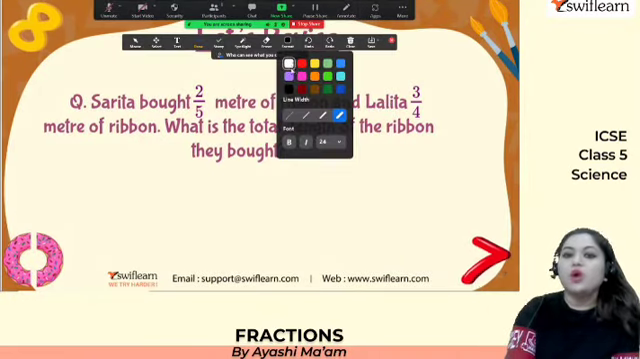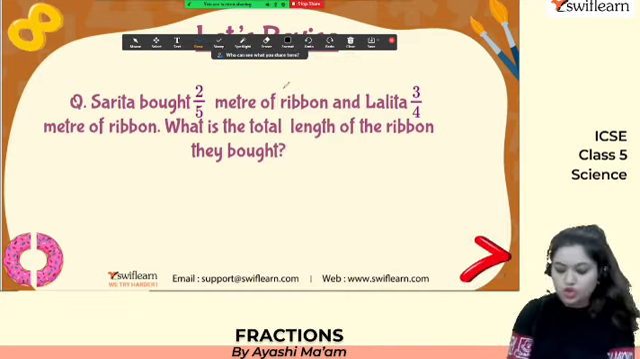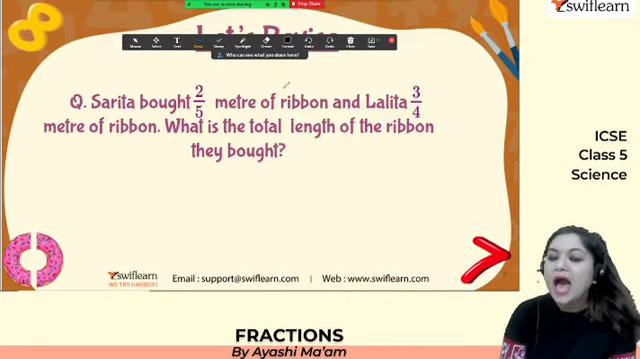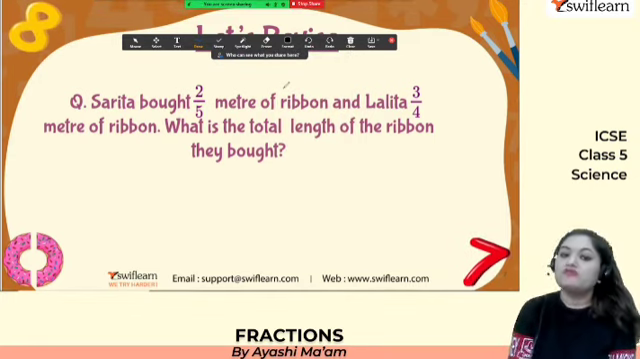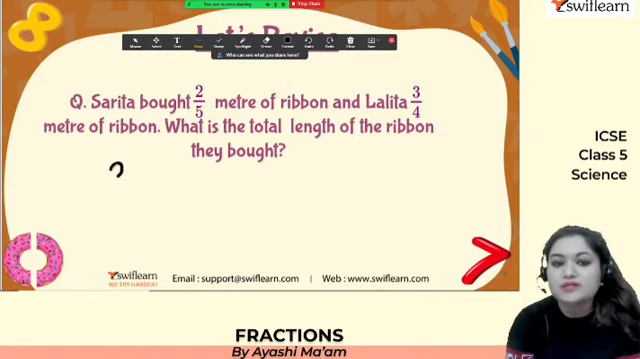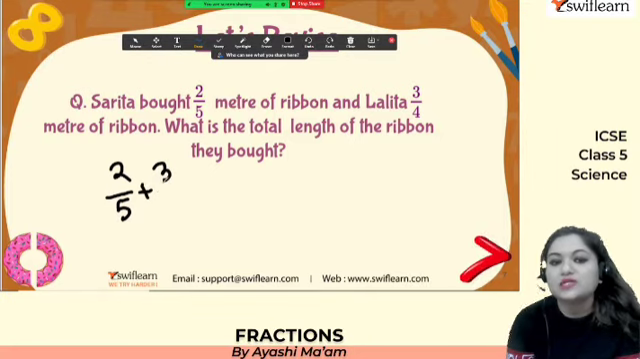So here you have a word problem, that is Sarita bought 2 by 5 meter of ribbon and Lalita 3 by 4 meter of ribbon. What is the total length of the ribbon that they bought? So what do you need to do here? Simply addition. So 2 by 5 plus 3 by 4.